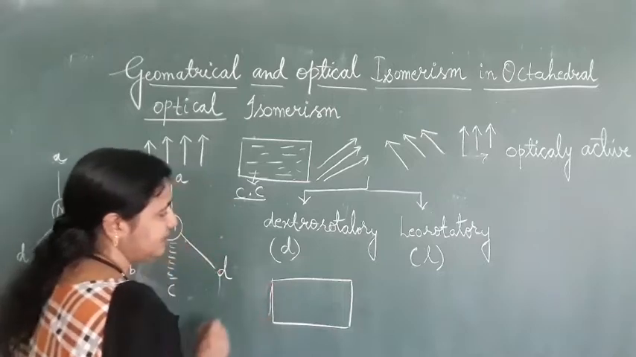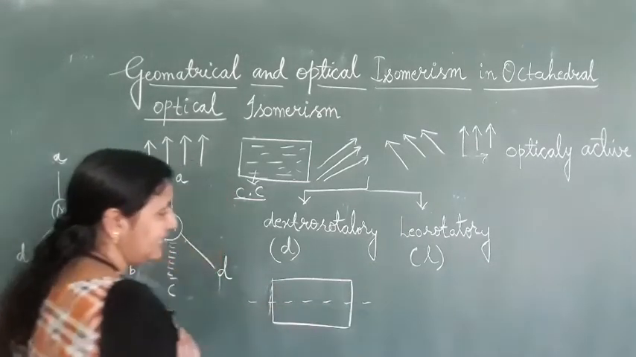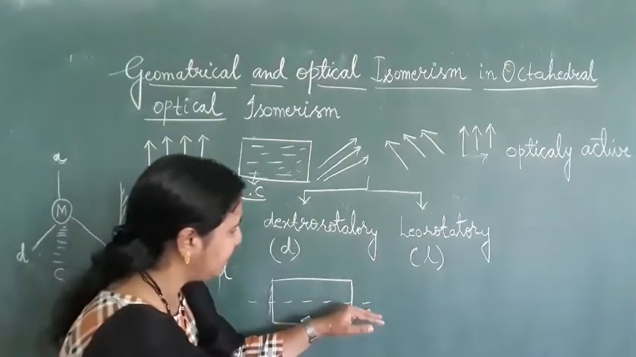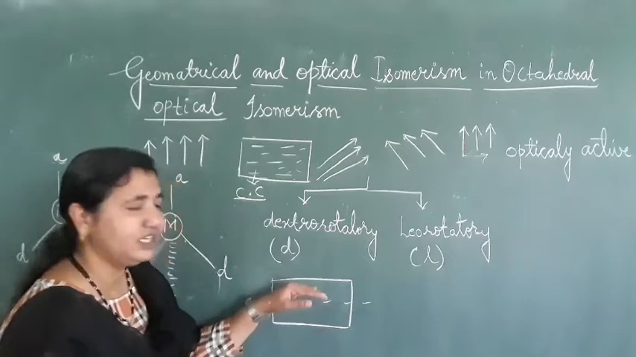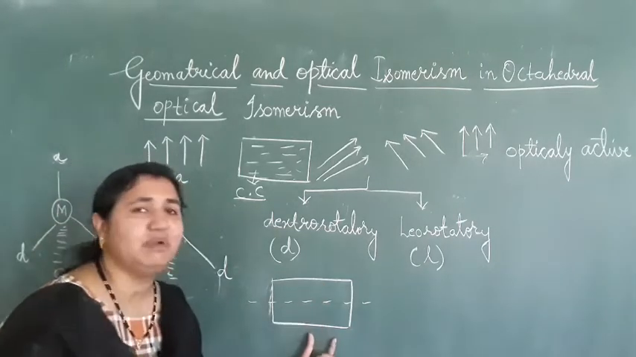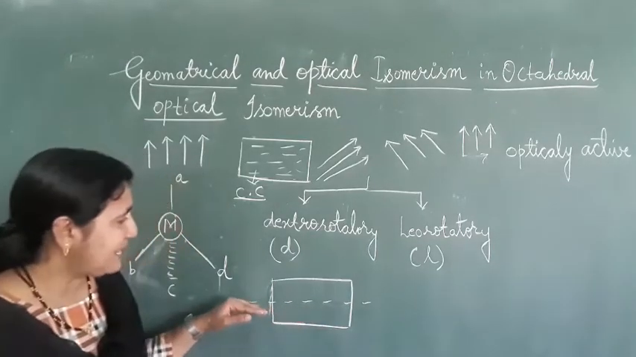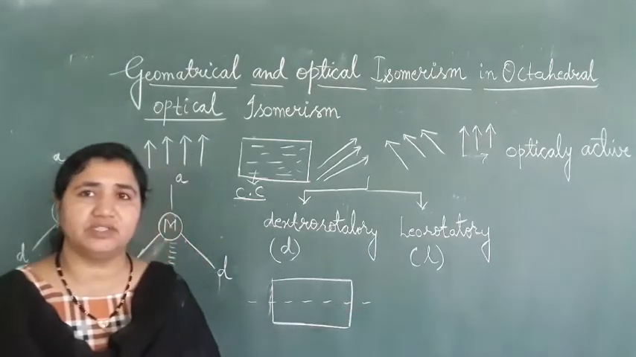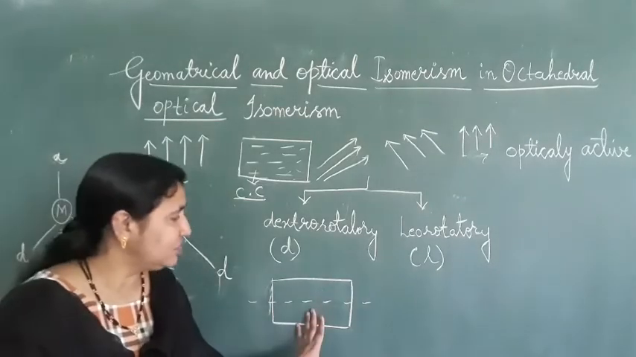Okay, structure it is. And this plane of symmetry means an imaginary line. It passes through the structure and it gives two equal halves. If this imaginary line passes through the structure and gives two equal halves, then this structure has a plane of symmetry, POS.